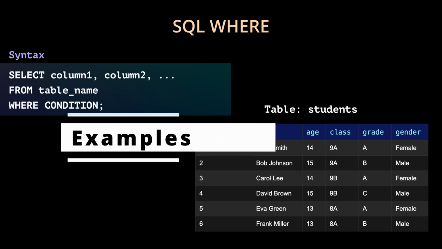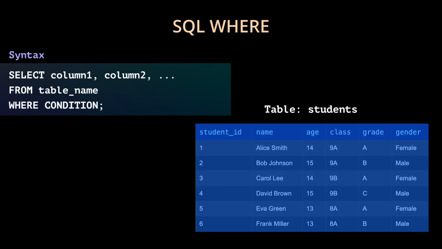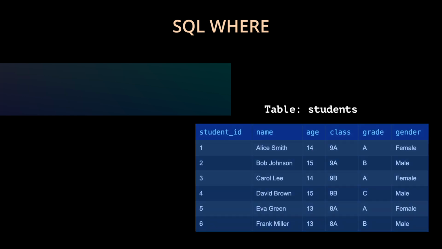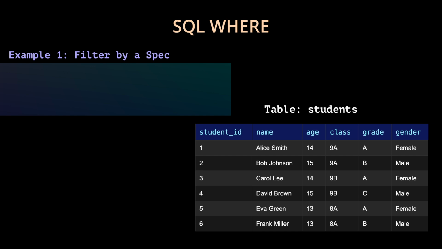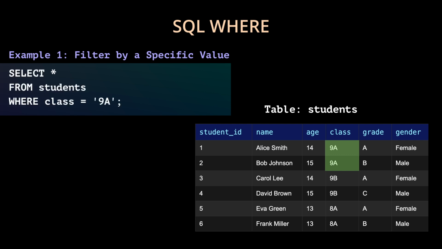Examples. Our students table looks like this. We'll use this table for all our examples. Example 1. Filter by a specific value. Suppose we want to find all students in class 9A. Here's the query. SELECT * FROM students WHERE class = '9A'.